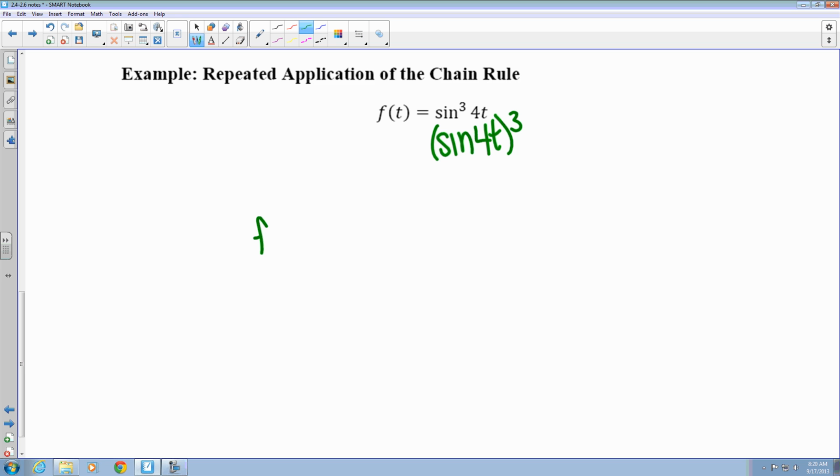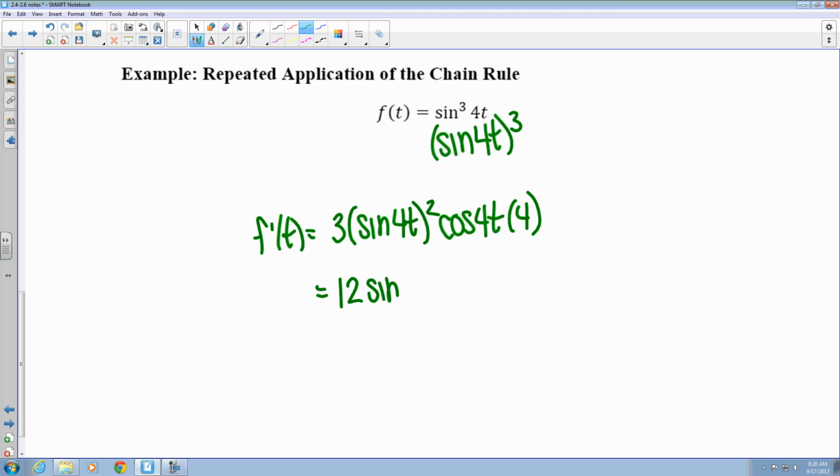So take the derivative, we bring the 3 down, leave the inside alone, lower the exponent, times the derivative of the inside. Derivative of the inside is cosine 4t, and that 4t is left alone until we have to multiply by the derivative of the inside, so you have another 4. So this would be our final answer.